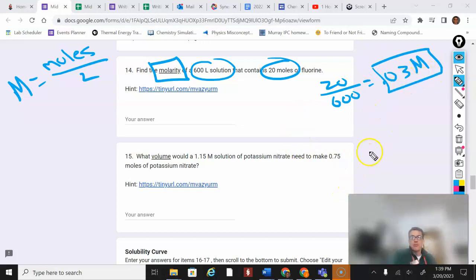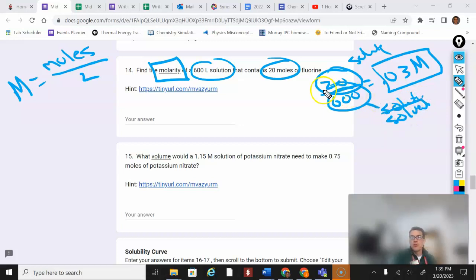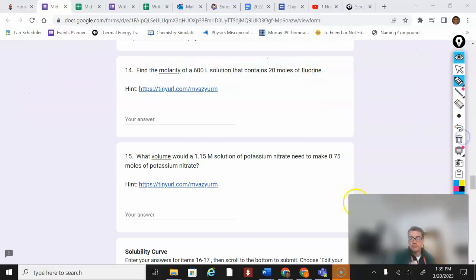Remember, again, molarity is a measure of concentration. It's how many moles of solute are in the solution, or in this case, liters of solution. So it's just a ratio that we're getting here. So the higher this number is, the more molarity we have. Generally, the stronger or more concentrated the solution is.